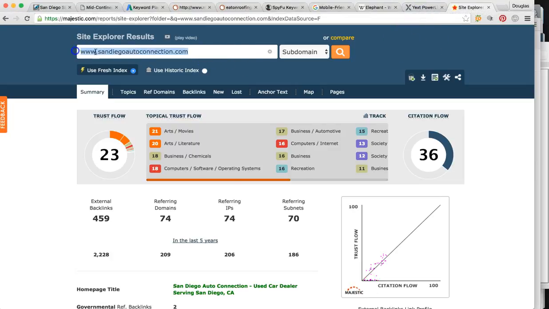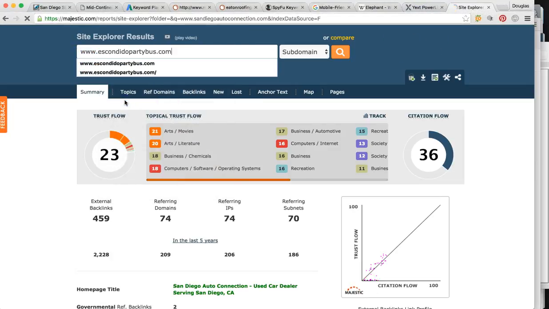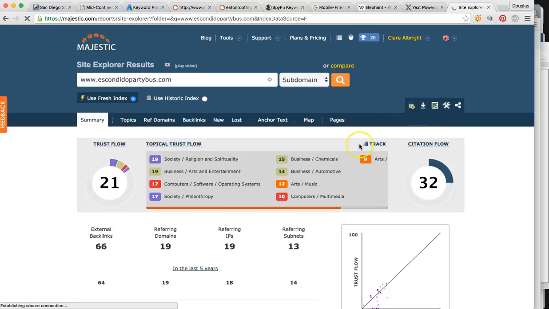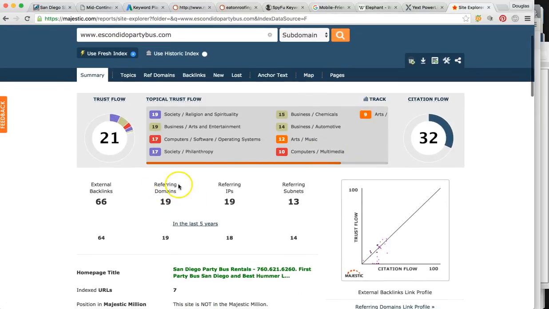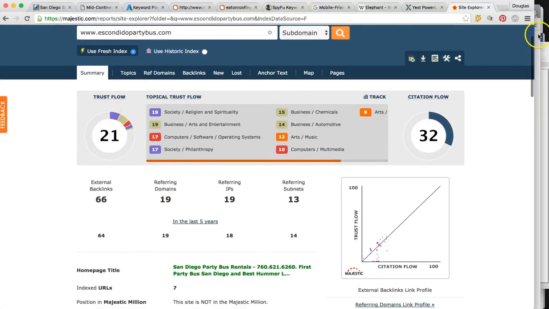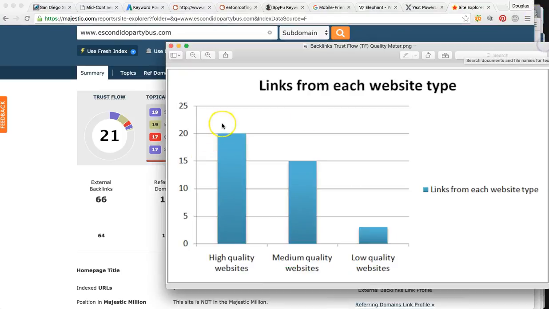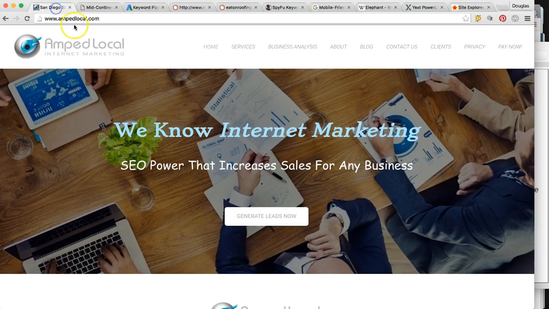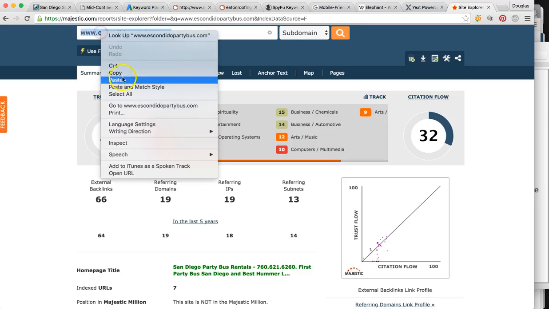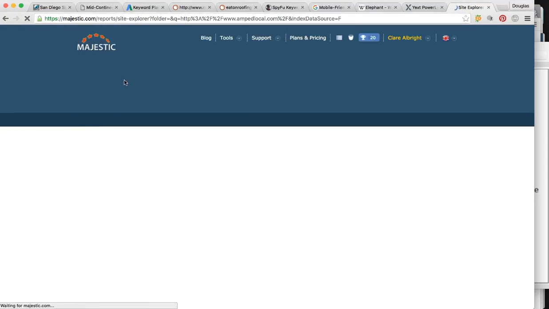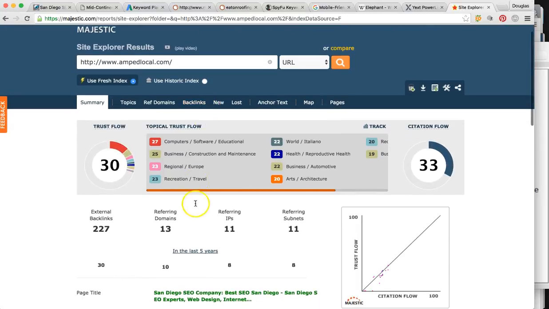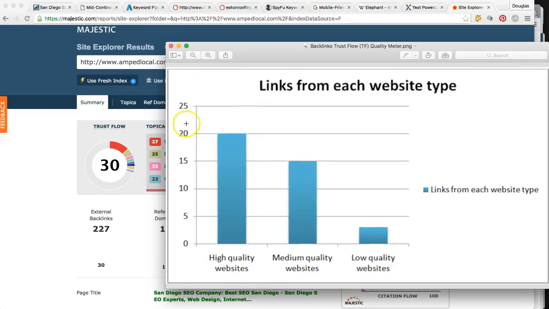Again, we built this site specifically to generate more leads for them, and we routed all the calls to them. As you can see, 19 links and a trust flow of 21. So above 20, very important. I'll even show you our agency site, how powerful it is. This is the type of quality you can expect that we'll bring to your business website. Only 13 links and look, a trust flow of 30. That's actually off the charts.